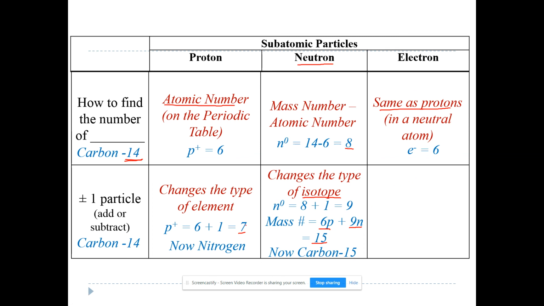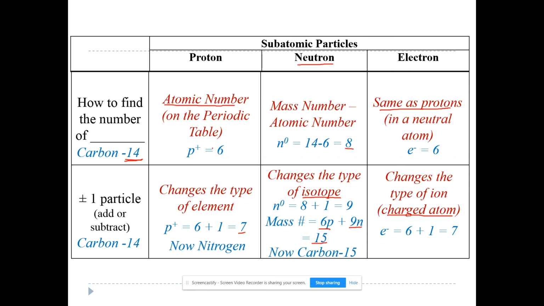Now let's talk about electrons. What happens when we add an electron? Well, that's going to change the type of ion. Now we have a charged atom. That's what an ion is. So I'm going to add 1 more electron. So now I have 7 electrons.